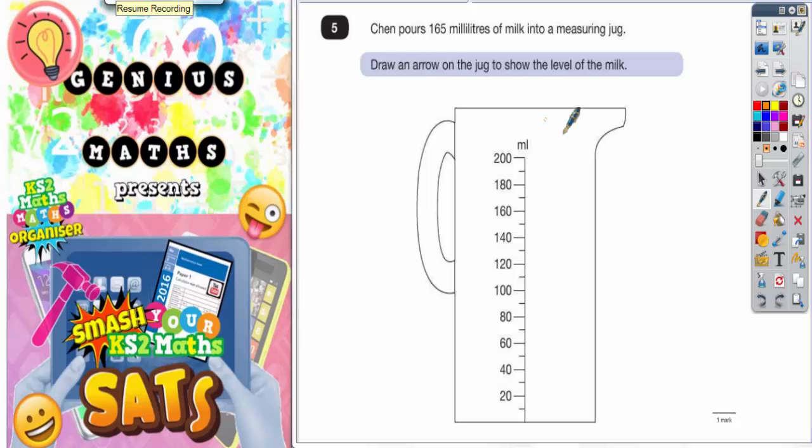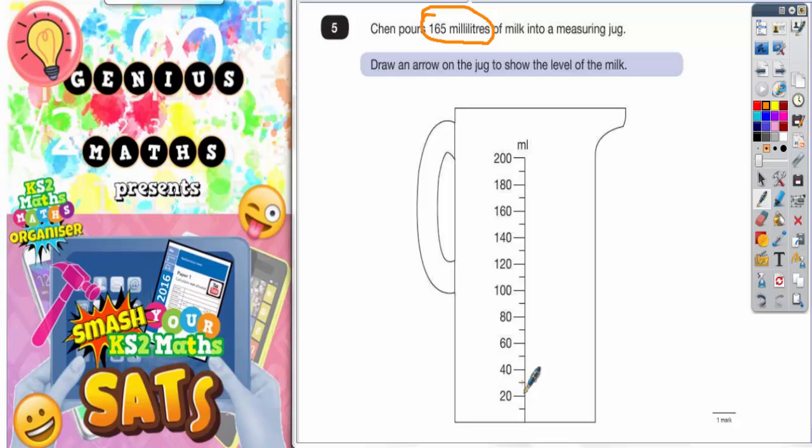Question number 5. Chen pours 165 millilitres of milk into a measuring jug. Draw an arrow on the jug to show the level of the milk. So 165. Well, we go in 20, 40, 60, 80, 100, etc.